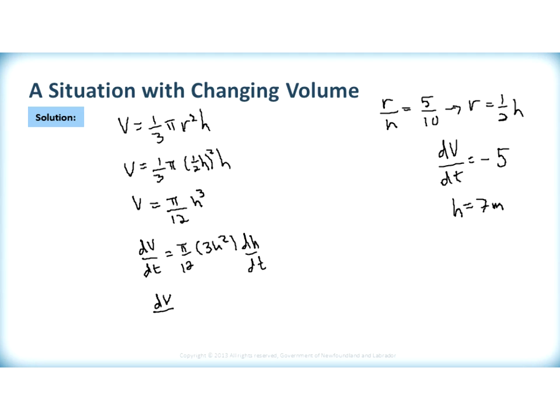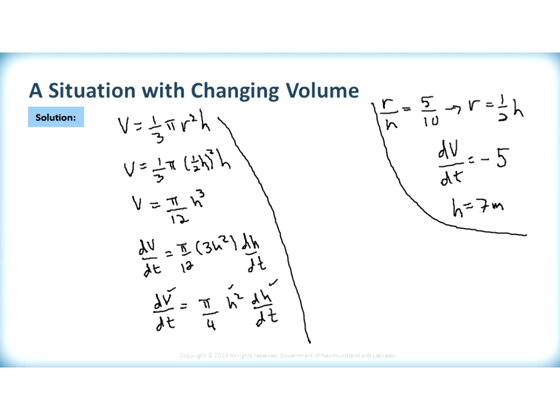So dV over dt now is going to be equal to, let's see, 3h squared is going to give us pi over 4 when I reduce the fraction, times h squared times dh over dt. And so now I've got an h, and I've got a dV over dt, and I have the thing that I'm looking for. So I can fill all that in and hopefully solve the problem. So let's see where that takes us.